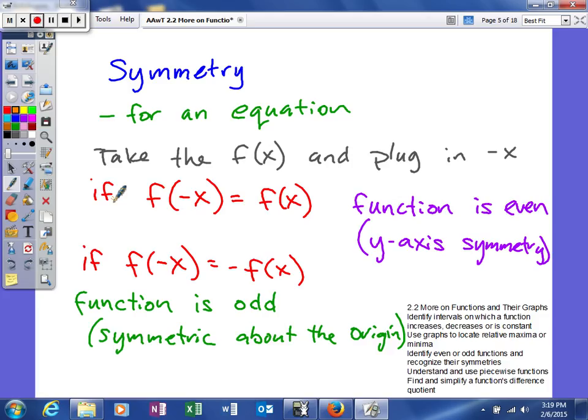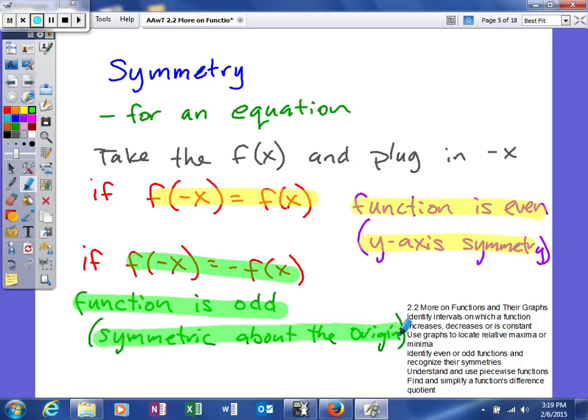Alright, if you plug in negative x into your function and you get the same thing as the original, then if this occurs, our function is even and is symmetric about the y-axis. We also have this option where when you plug in negative x, you get the opposite of your original function. Then your function is odd and it's symmetric about the origin.